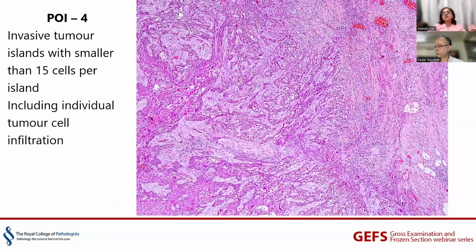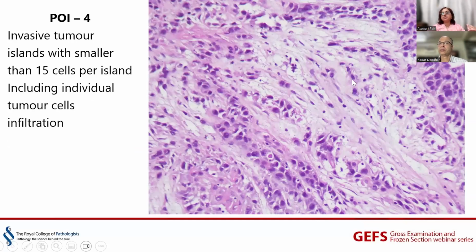While here we can see there are small clusters, very small clusters, although they are close to the tumor. This is the infiltrative pattern, that is pattern of invasion 4. And here again is a higher magnification of pattern of invasion 4. It is still close to the tumor.